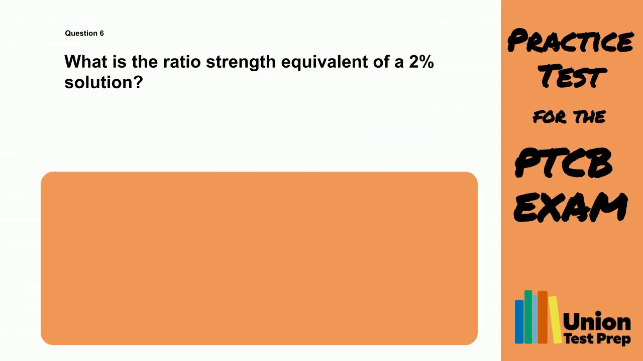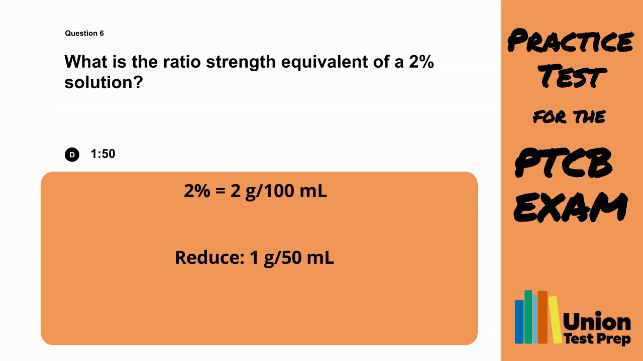The correct answer is D. 1 to 50. A 2% solution means 2 grams in 100 milliliters. Reduce that ratio to 1 gram in 50 milliliters, which equals a ratio strength of 1 to 50.